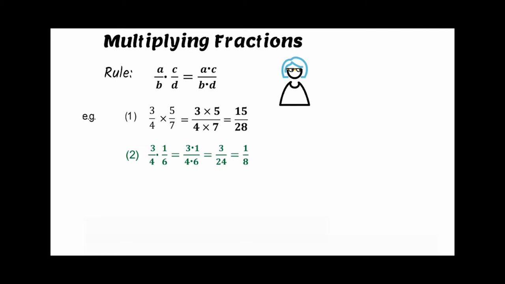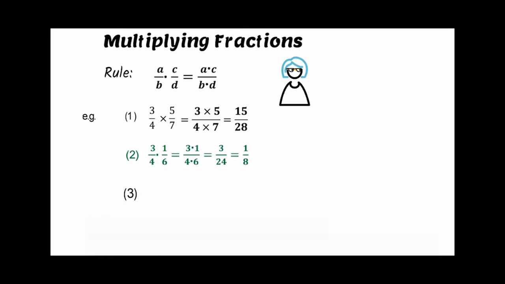Now in this case, 3 over 24 is not a fraction in its simplest form. What that means is that it has a common factor in both the numerator and the denominator. So we should cancel that out. So in this case, 3 is the common factor. If we cancel that out, that results in 1 over 8.